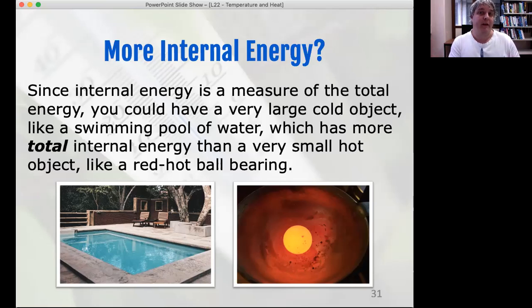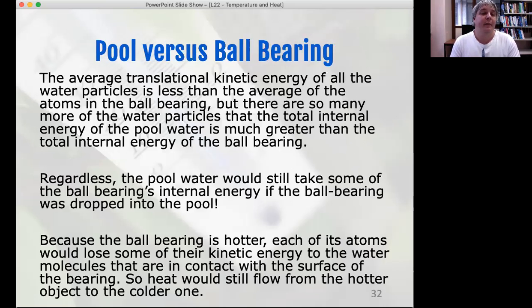Total internal energy can be greater, but temperature is the thing which is the average of those kinetic energies, and that's the thing that determines which way the energy flows. So if you drop that ball bearing into the pool, because each of its atoms is warmer than the atoms in the pool, on an individual collision scale, the energy is still going to flow from the ball bearing to the pool. So the temperature difference is what determines the flow of energy. Even though there's more internal energy in the pool, it's still going to gain energy from that ball bearing, because it's the temperature that determines the flow of energy.